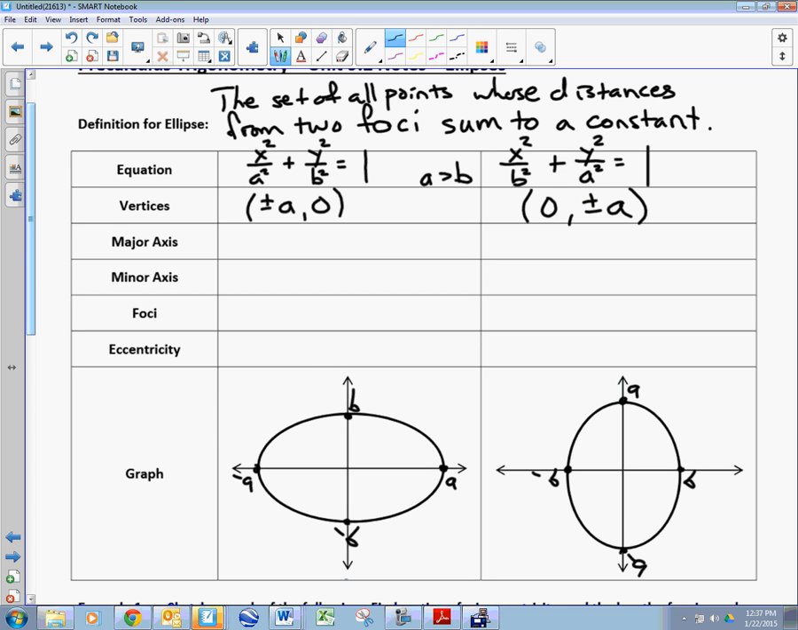The major axis is the distance between the two vertices. How far is it? 2a, thank you. In both situations, it's 2a. The minor axis will hopefully satisfy Hannah's question earlier. That's the distance between the other two, which is 2b or not 2b. That is the question.